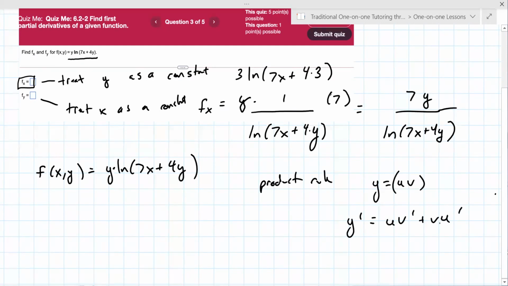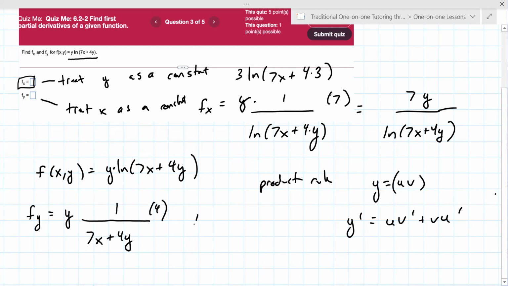Maybe remember that. So in this case, your Fy is, we're going to keep the first, but we're going to take the derivative of the second. So it's 1 over 7x plus 4y, but then there's the chain rule. You have to take the derivative of the inside function, but you're doing it with respect to y, so it's just 4.